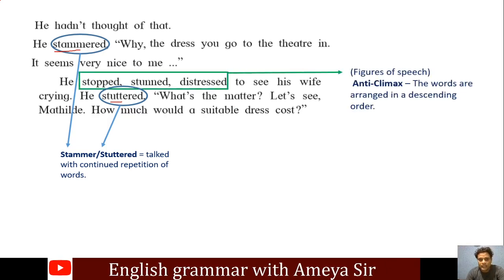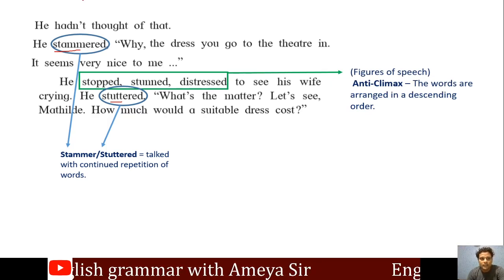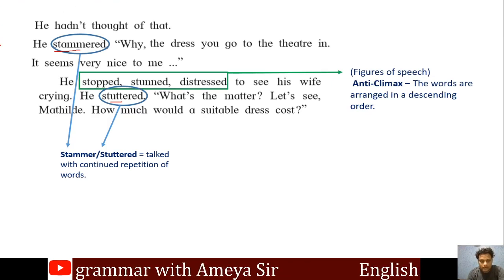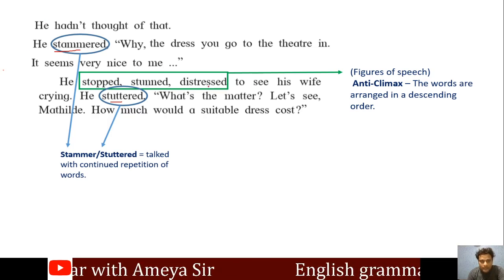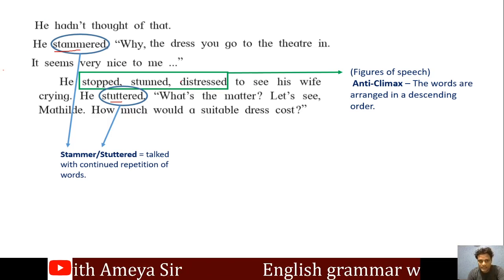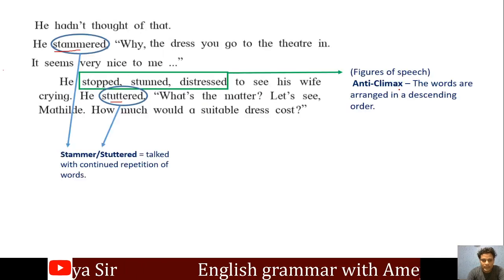Next one, anticlimax. Hey, again, the discussion that we just had. Now look at this. He stopped, right? He stopped, stunned, distressed. And that's clearly negative emotion, so it's anticlimax. Is there anything else? Nothing more.